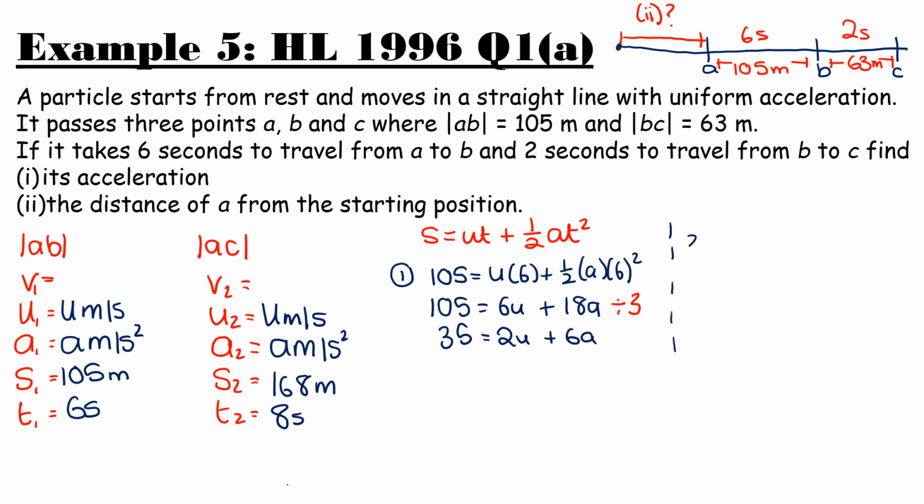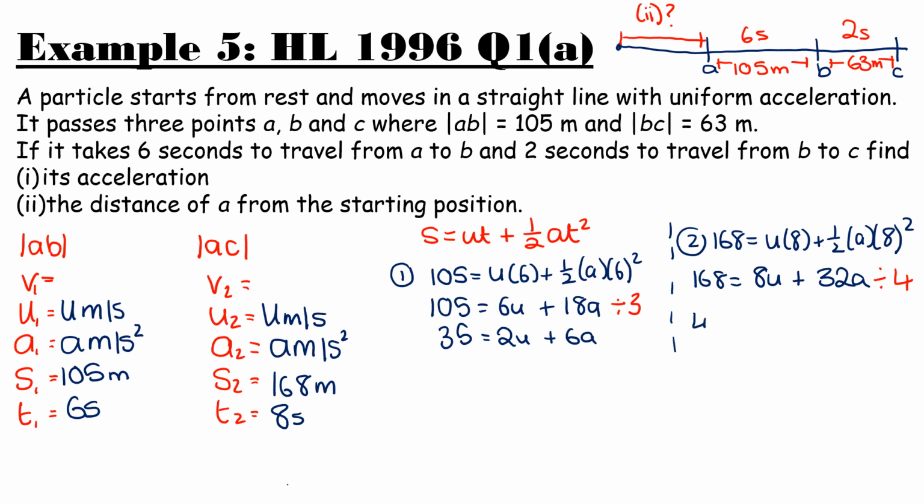So working with section 2, I get S, 168, is equal to U times T plus a half AT squared. So 168 equals 8U plus 32A. This can be divided by 4, but actually this can be divided by 8, but I'm only going to divide it by 4, because if I divide it by 4, we are left with a 2U again. So it saves us doing any major work with our simultaneous equations.